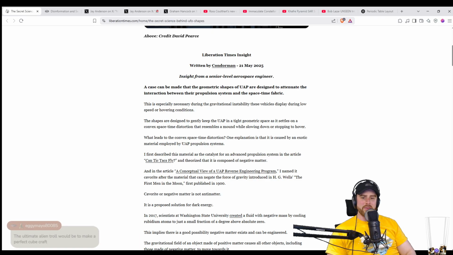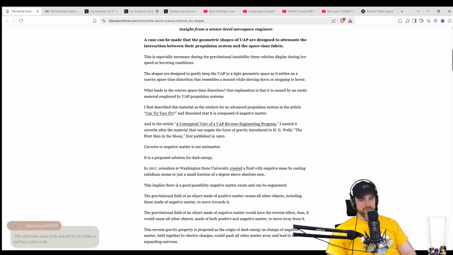What leads to the convex space-time distortion? One explanation is that it is caused by an exotic material employed by UAP propulsion systems. 115. I first described this material as a catalyst for an advanced propulsion system in the article Can Tic Tacs Fly? And theorized that this is composed of negative matter. Interesting. Okay, it was an antimatter reactor that powered Bob's craft.